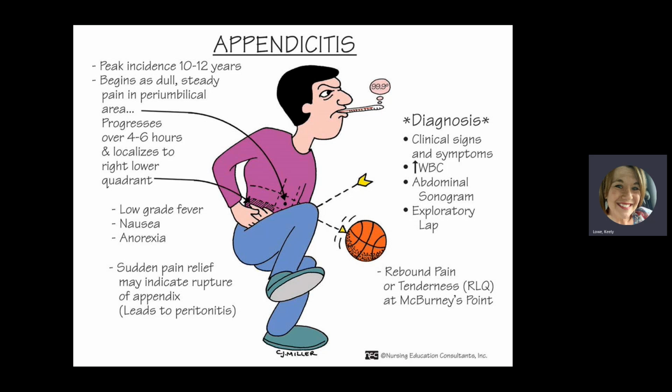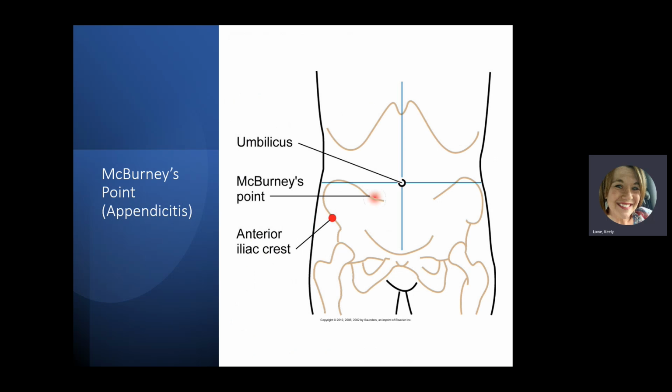They may even do a laparoscopic surgery to go in there and see, is that what it is? Is there something else going on? That rebound tenderness we talked about occurs at McBurney's point. Because it's infection in there and it's rupturing out into the peritoneal cavity, it will leak into those tissues and go into the bloodstream.